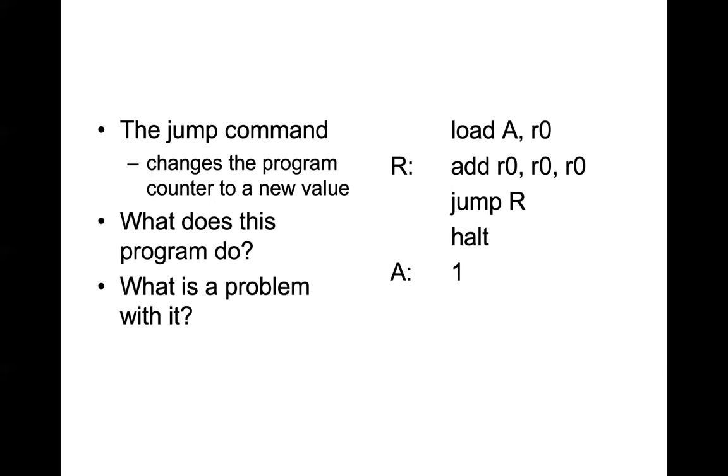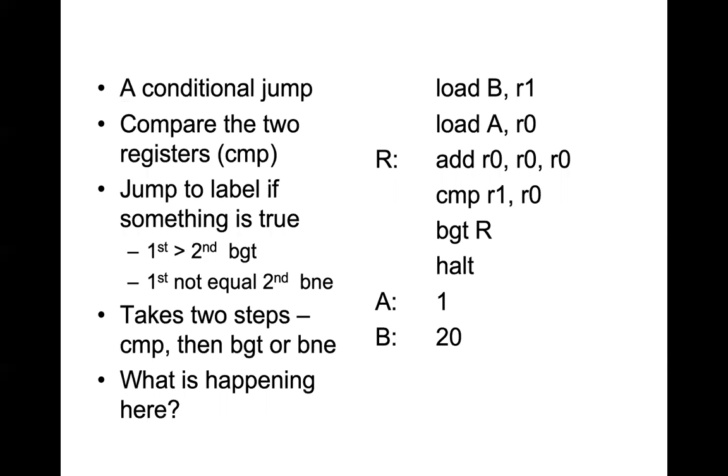So next, we're going to look at a more interesting control flow construct, which lets us avoid this kind of infinite loop. And so this is more complicated. So this is a conditional jump. It's like a jump, but the jump only executes sometimes.